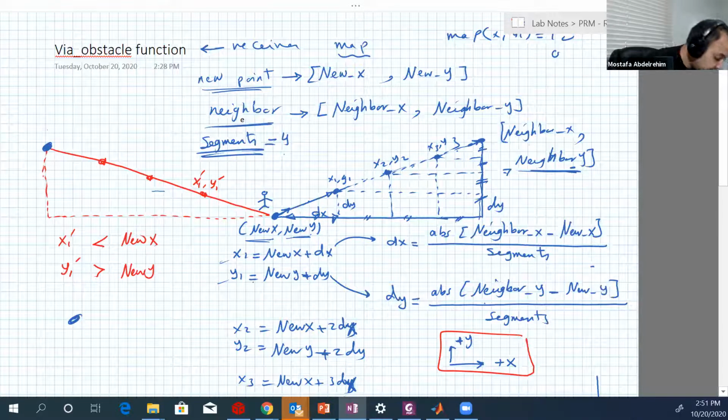Okay, I am saying that, of course, this should be a general equation. You apply it whatever the point is. So x1 dash should also equal new x plus delta x, right? So new x is in here, but I shouldn't add, I should subtract, right or wrong? Should I subtract or add?